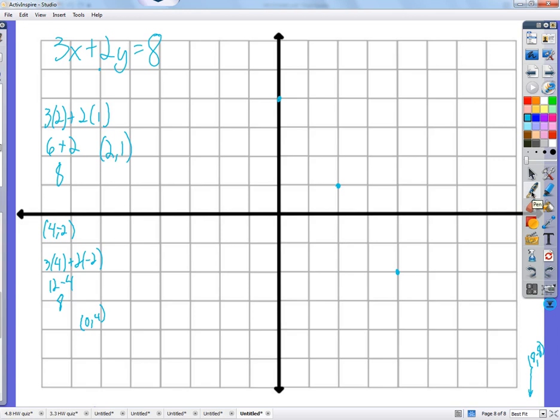Tiger? 3 times 6 plus 2 times -5. So 6, -5. Yeah. 6, -5. 1, 2, 3, 4, 5.